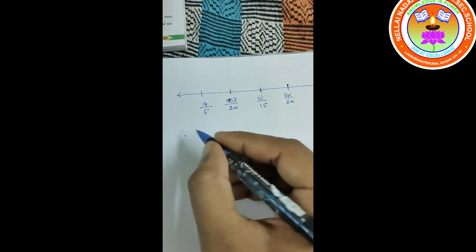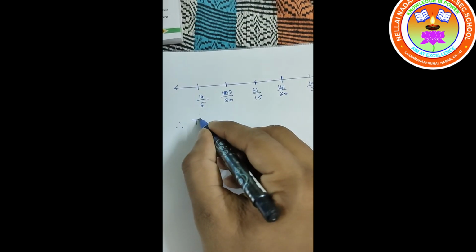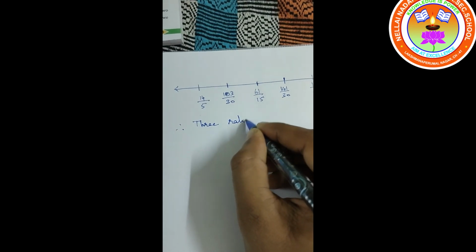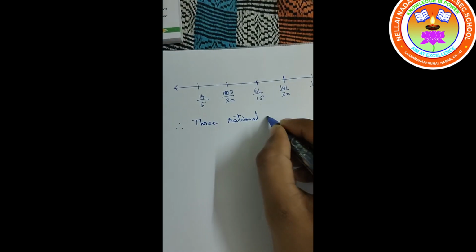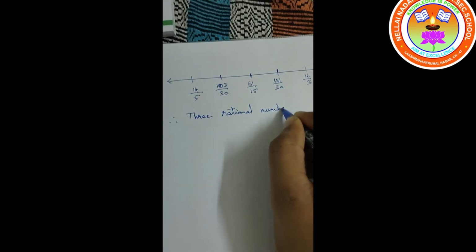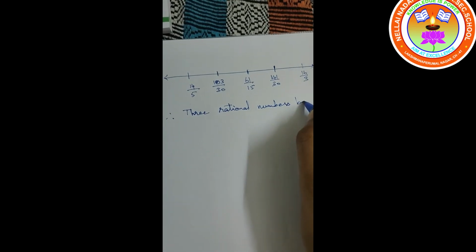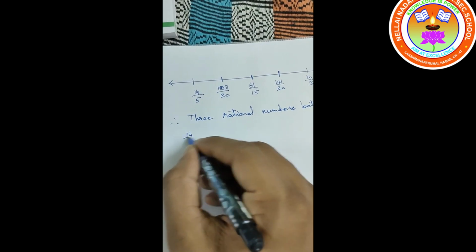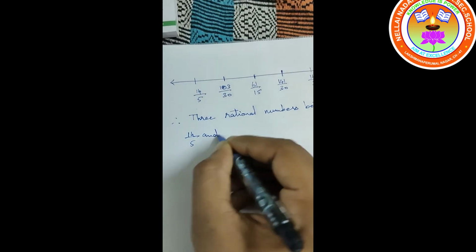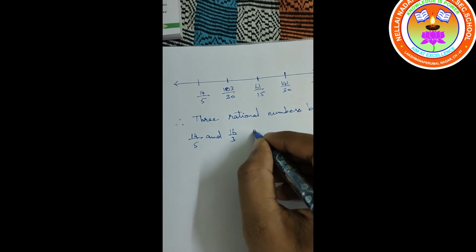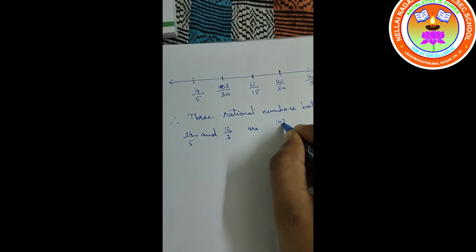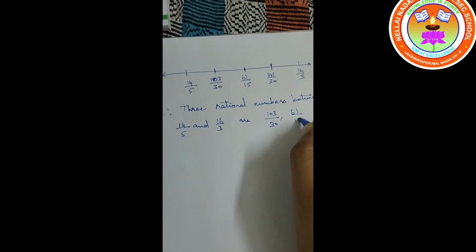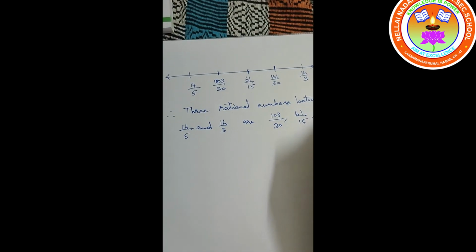So therefore the three rational numbers they ask between 14 by 5 and 16 by 3 are 103 by 30, 61 by 15, and 141 by 30.